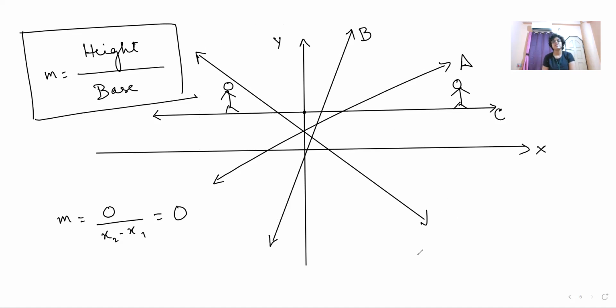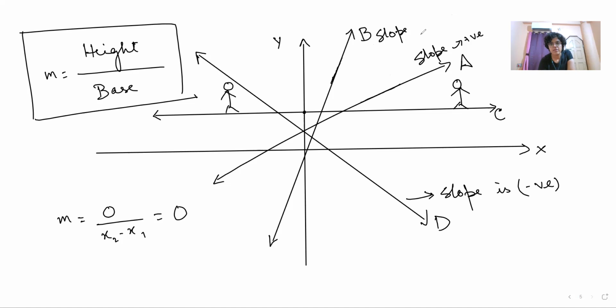Okay, why? Because here as we move forward, we are actually going down, right? Which means the height is reducing or we are falling as we are moving forward. So in case of line D, our slope is negative. In case of lines A and B, our slope was positive because in both of these cases, with X increasing, Y was also increasing. You see, as we move forward, we are also rising up. So slope is positive for B as well. Slope of B is greater than A, but both are positive.